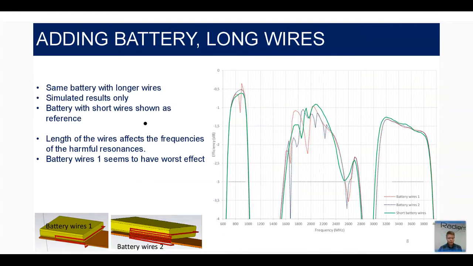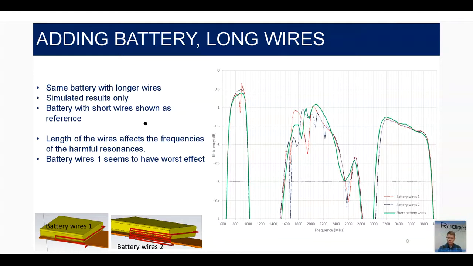Some more testing with the wires. Now we have a longer wire. There's a battery wire 1, and then the battery wire 2. And the wire 2 is much longer than the 1. And from the results, we can see that now in this wire 1 case, there is again this kind of notch in the efficiency just in the middle of the low band. But then again, in that battery wire 2 case, there isn't anything, so the low band looks good.